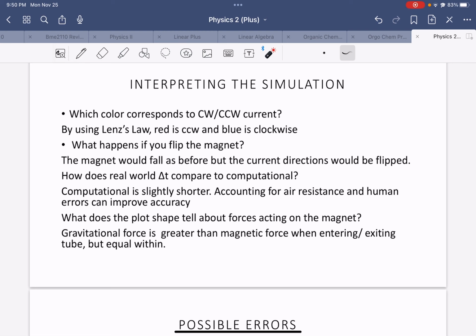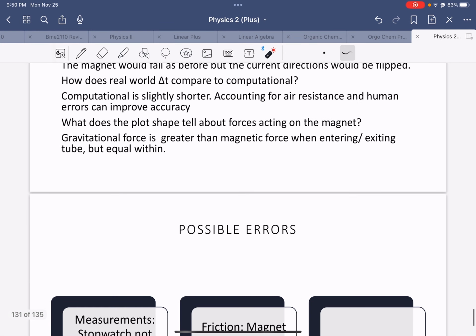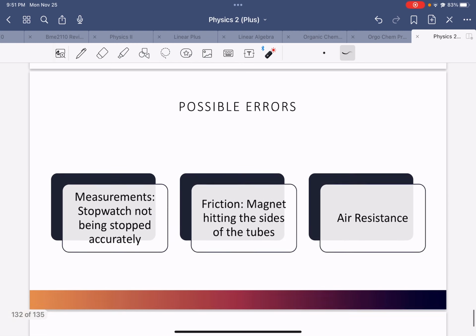So how does the real world compare to the computational? This is the change of time. Computational is slightly shorter, since it doesn't account for air resistance, and human errors can affect accuracy. And also, what does the plot shape tell you about the forces acting on the magnet? Gravitational force is greater than magnetic force when entering and exiting the tube, and equal within.